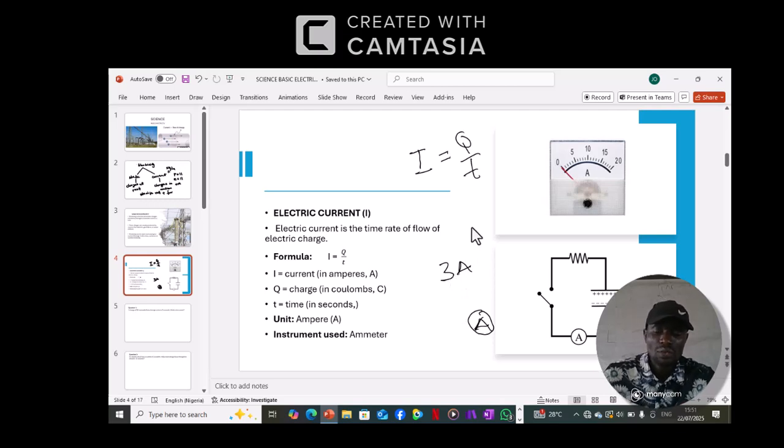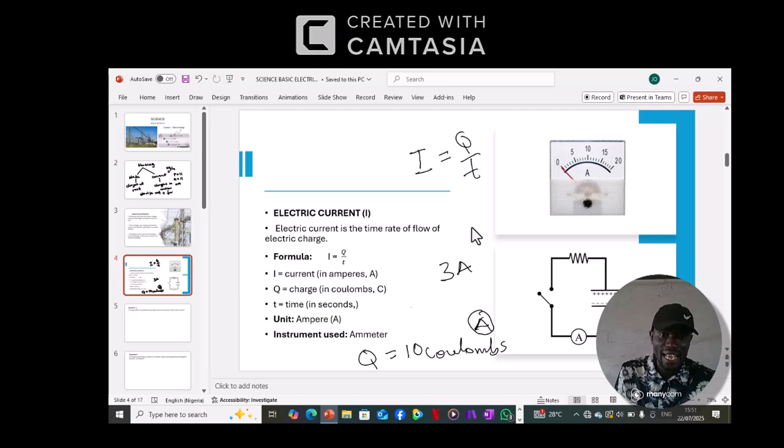Then when you have coulomb, look at coulomb. When you have 10 coulombs, it means this is the quantity of electric charge. So this will be Q, 10 coulombs. That is the quantity of electric charge that flows.